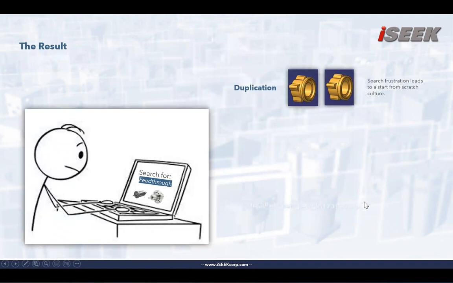The result is search frustration, which leads to a start from scratch culture, and building duplication, which affects the organization for years and years to come.